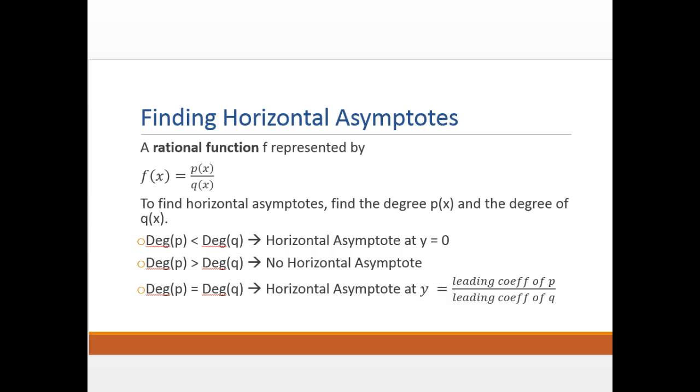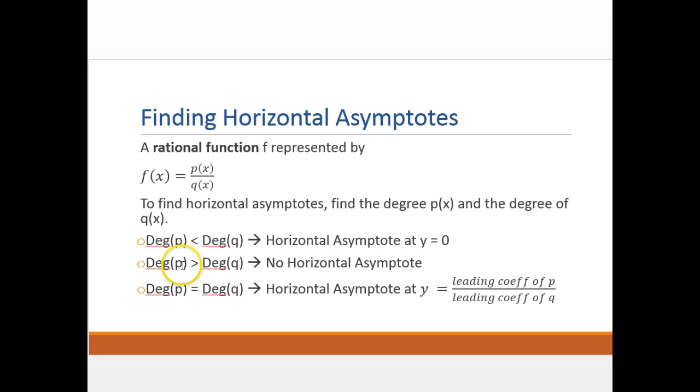Let's look at finding the horizontal asymptotes. Finding horizontal asymptotes is a little bit different. If you remember our discussion of polynomials, we keep talking about the degree of a polynomial. And this is what we're going to use to find horizontal asymptotes. We want to find the degree of the numerator, the p, and the degree of the denominator, the q. If the degree of p is less than the degree of q, then I have a horizontal asymptote at y equals 0.